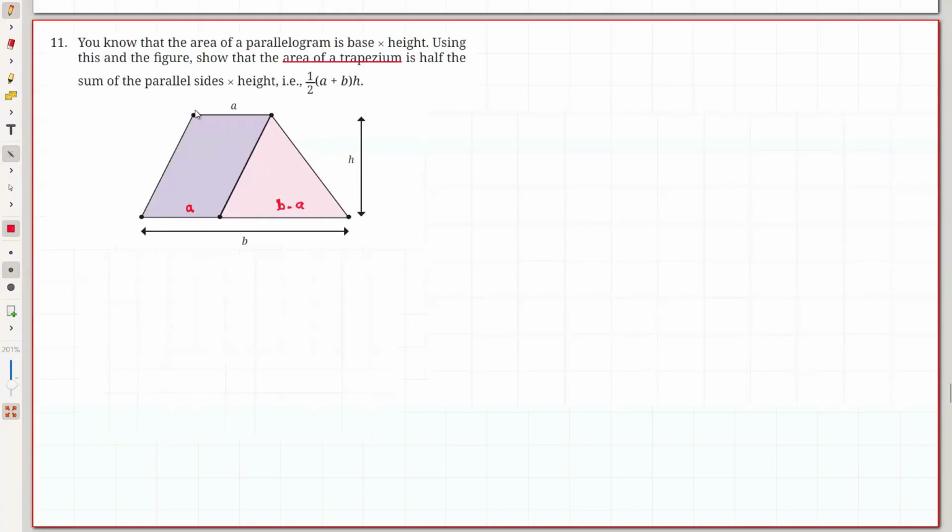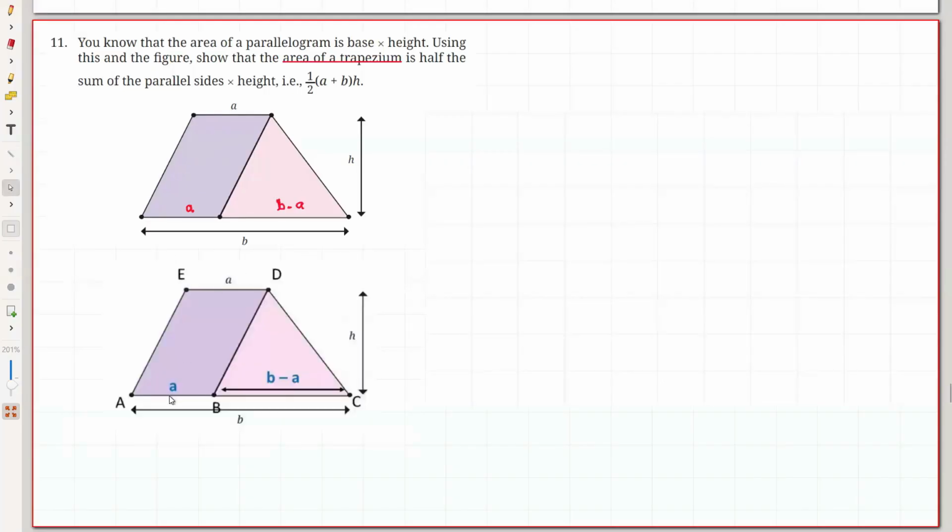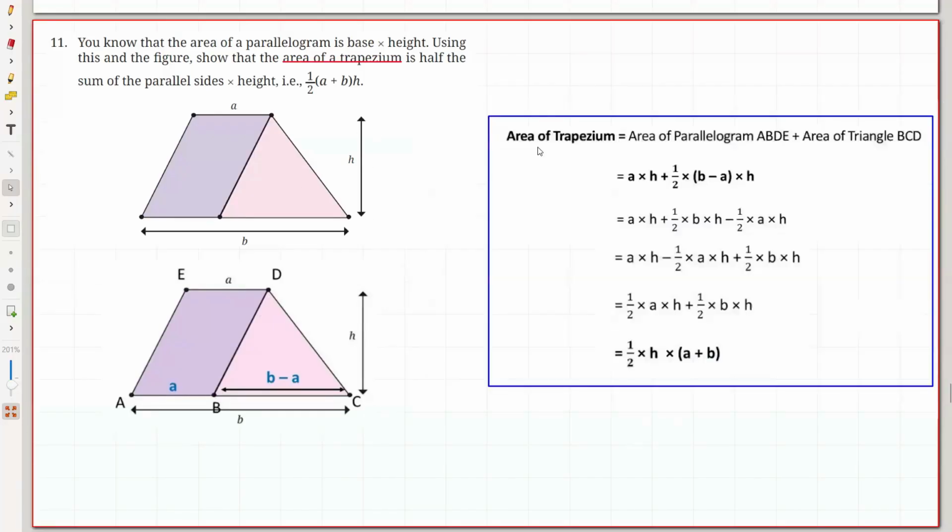Then you can apply the formula. The area of the total figure, that is the area of the trapezium, is equal to the area of the parallelogram plus the area of the triangle. That is the concept. Opposite sides are equal, and so the balance will be b minus a. So the area of the trapezium is equal to the area of parallelogram ABDE plus the area of triangle BCD. The height for both shapes is the same, h. We add both the areas and we get the area of the trapezium.